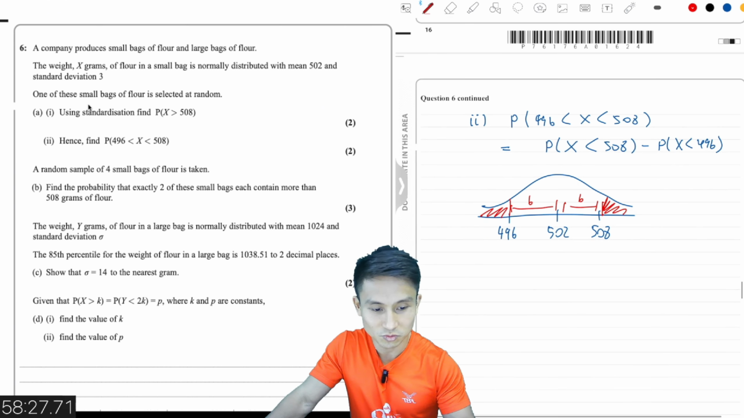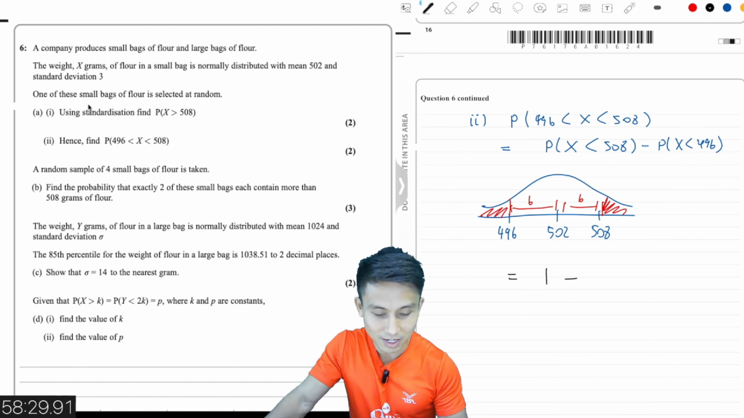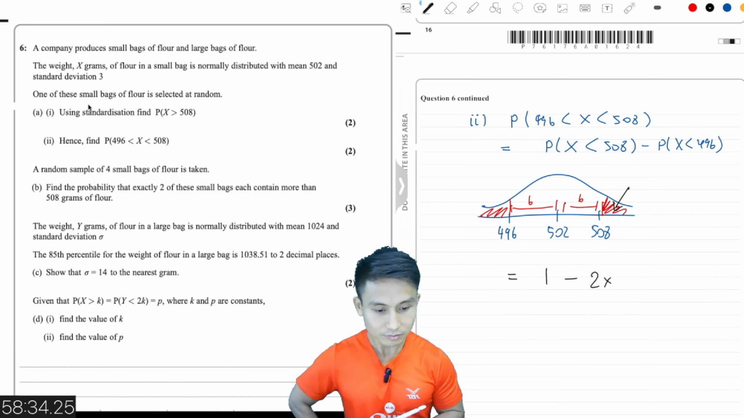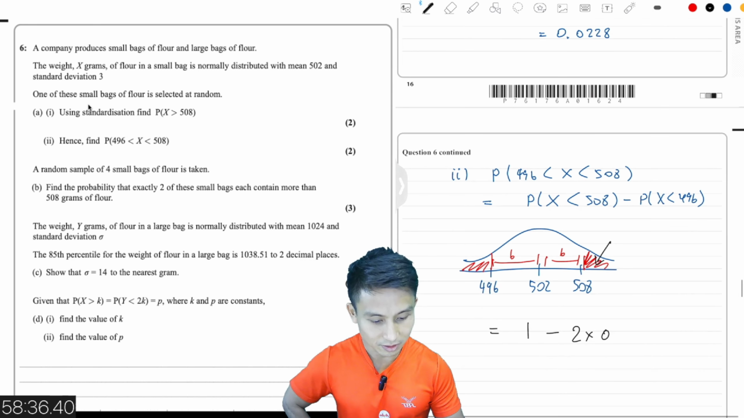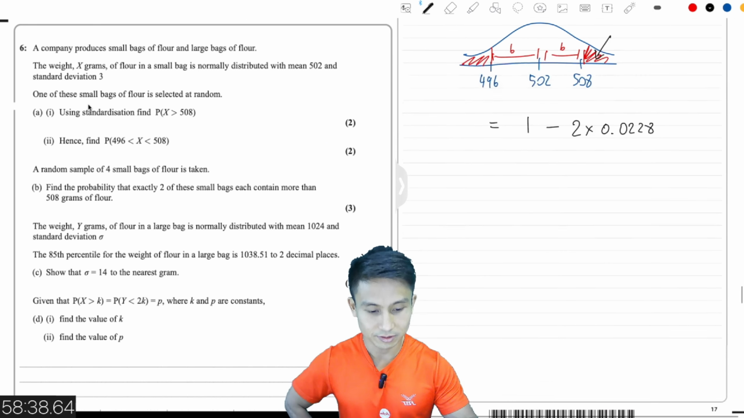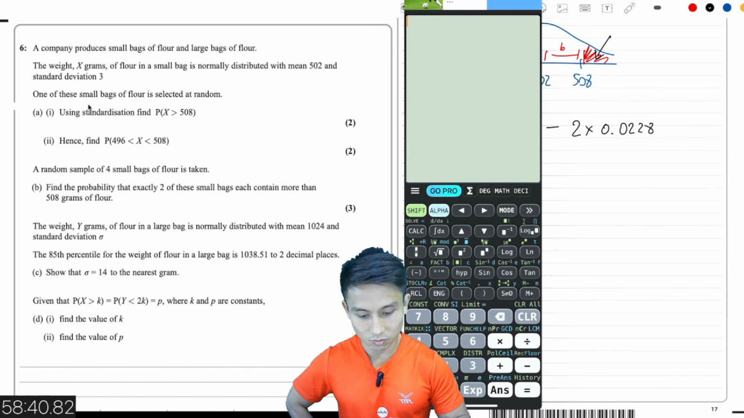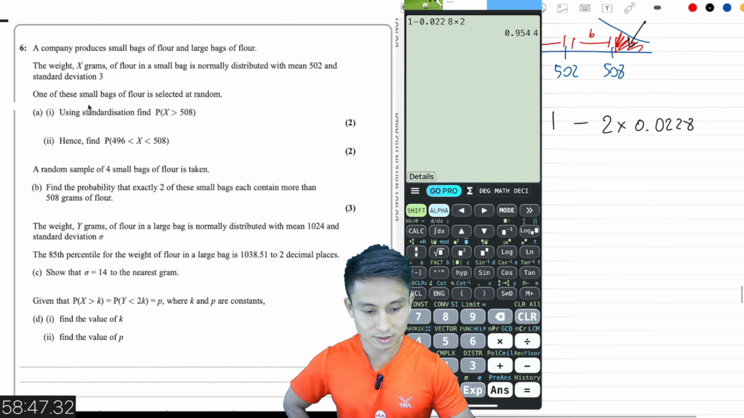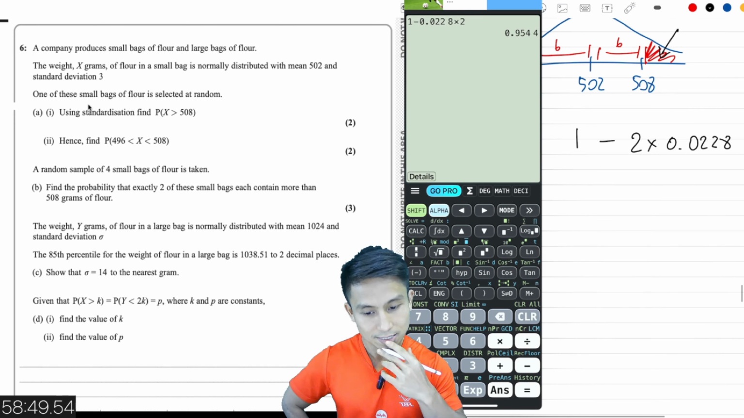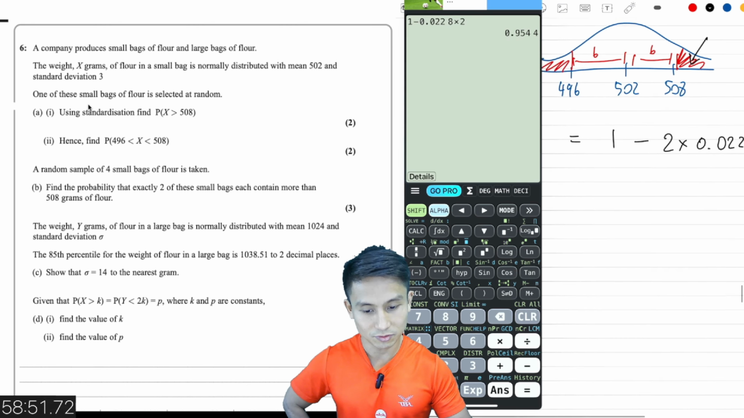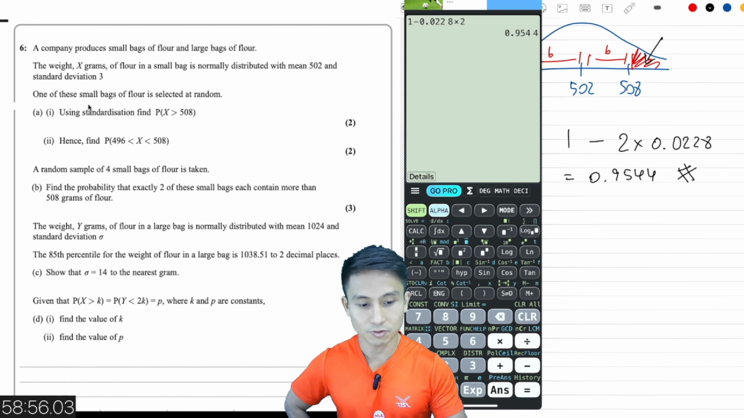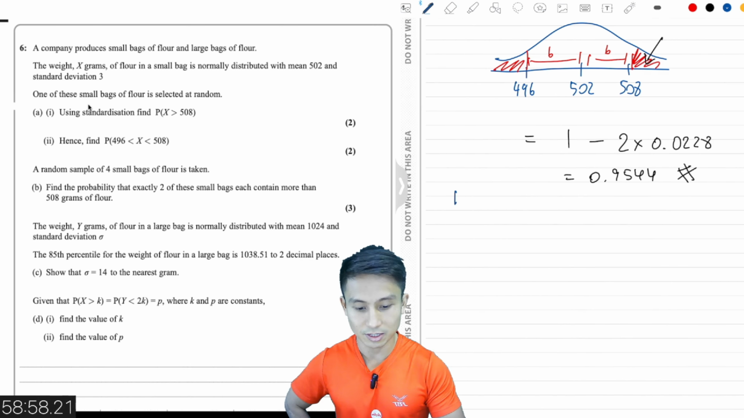So I'm just going to do 1 minus, yeah, maybe. So 1 minus 2 times each of these guys, which is 2 times the 0.0228, right? Okay, so 1 minus 0.0228 times 2. Okay, so that should be the answer to this part. Let me just double check the entry there. Okay, so that's the probability of this part here, part B.